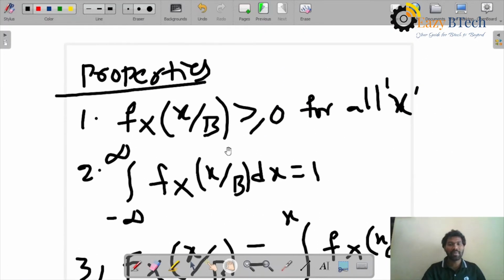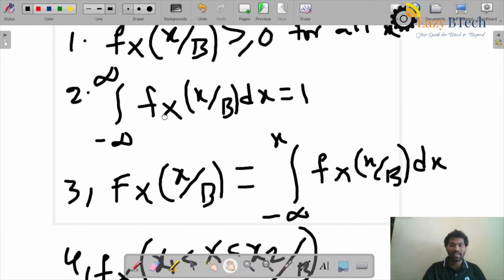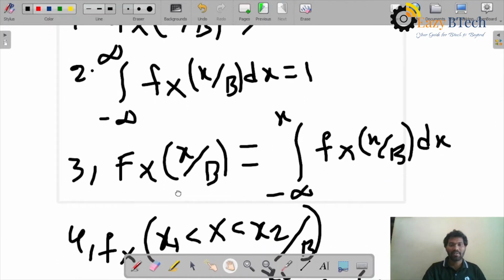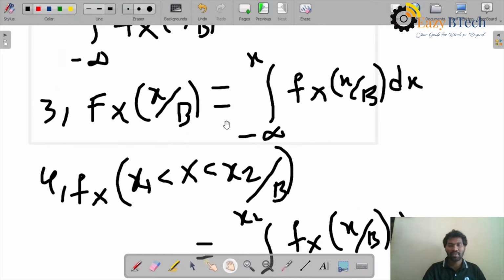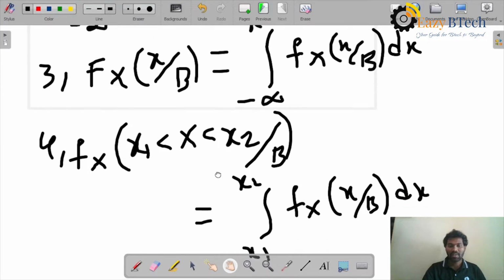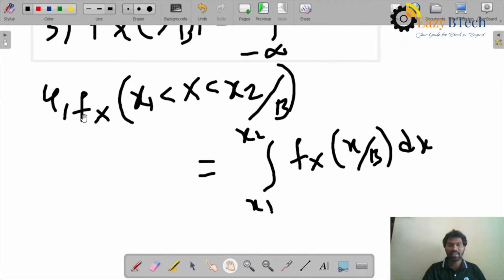The four properties are the same as for the normal density function. The first one is always greater than or equal to 0. Second, the area under the density curve is equal to 1. Third, the conditional distribution function can be found by taking the integral of the conditional density function. And the fourth, if you want to find the conditional probability over a range of values, it must be represented like this: integral x1 to x2 of fx(x | B) dx. So this is what we have about conditional distribution and conditional density functions.